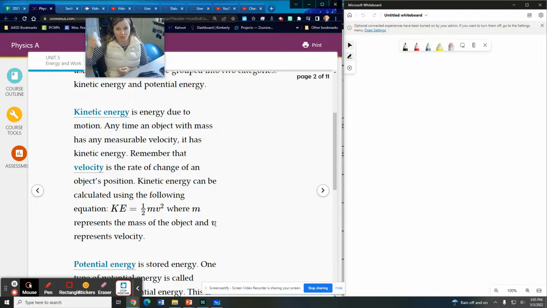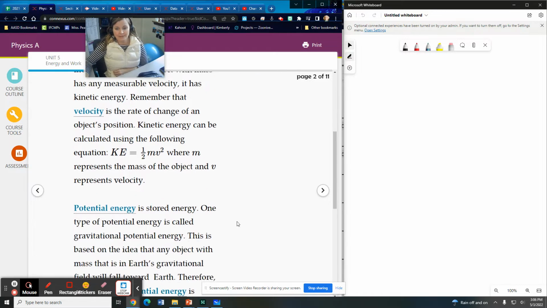Or if it's going faster, if I threw it instead of just dropping it, it's going to have more velocity, therefore it can do more work on my hand too. So those two factors, mass and velocity, affect the amount of kinetic energy, because when it falls, it's hitting my hand, it's moving at that point, and that is what kinetic energy is.